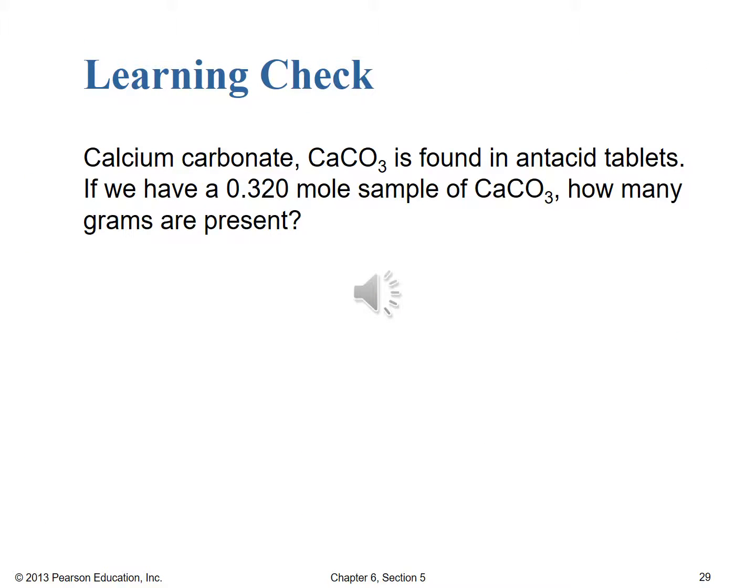But before we head into the lab and start making new and wonderful things, let's pause now for a learning check. Let's make sure we've got these core concepts squared away before we start to complicate life any further. So in this learning check, calcium carbonate, CaCO3, is found in antacid tablets. If we have a 0.320 mole sample of calcium carbonate, how many grams are present? Go ahead and pause the video here and apply those steps that we've practiced to determine the number of grams of calcium carbonate present in a sample that is 0.320 moles of calcium carbonate.